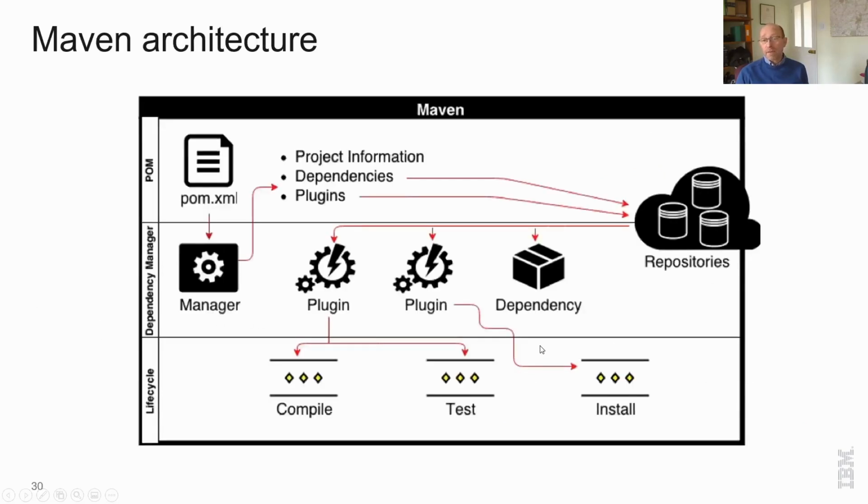Here's a little look at Maven architecture. So just using Maven as an example. So you'd have your build file, your POM XML, and that's the code artifact, you might call it, that describes the build. The manager reads that and pulls in plugins and dependencies, project information from repositories such as Maven Central, and then drives a plugin, and the plugins will compile, and you can also run tests and install processes as well as part of this build pipeline.